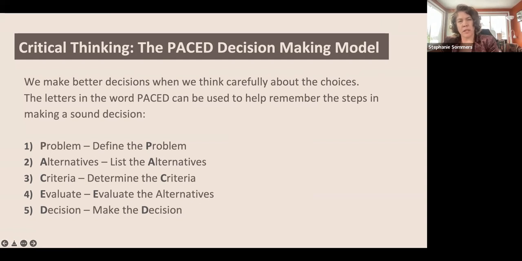So the PACE model, of course, PACE is an acronym here, and the P stands for problem. The first thing we need to do when using this tool is define the problem. Then the A is alternatives; we're listing the alternatives. C is criteria, and we're going to see an example of this. Criteria help us determine what we really value when we're making a decision. Then E is evaluate the alternatives, and D is make the decision.